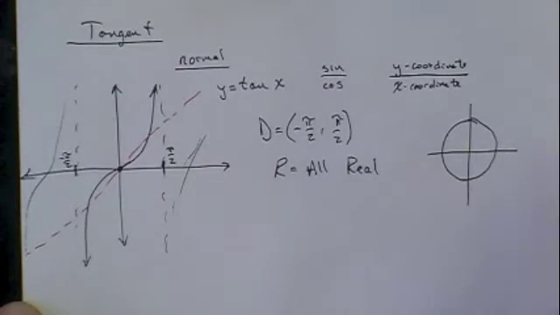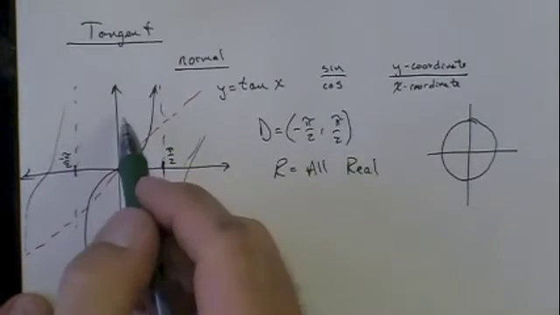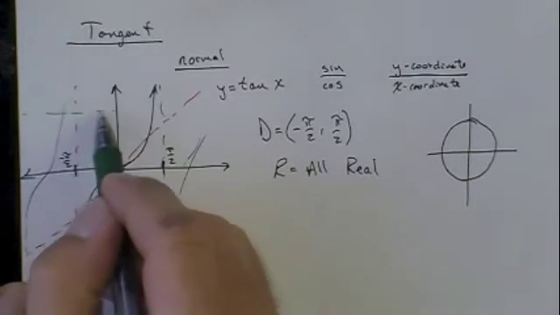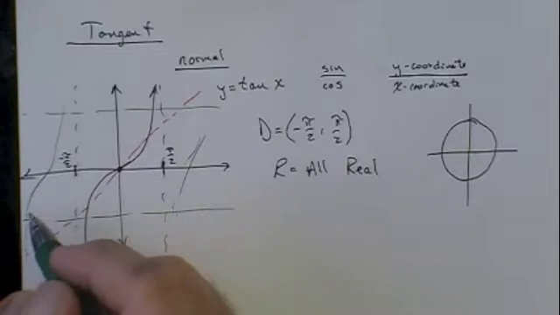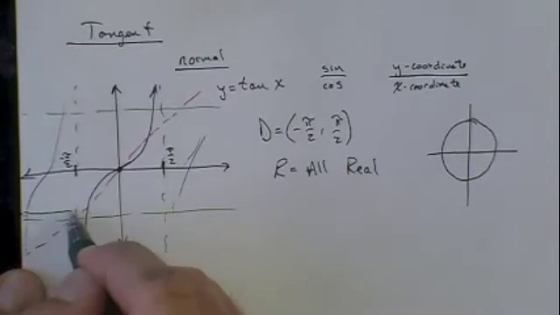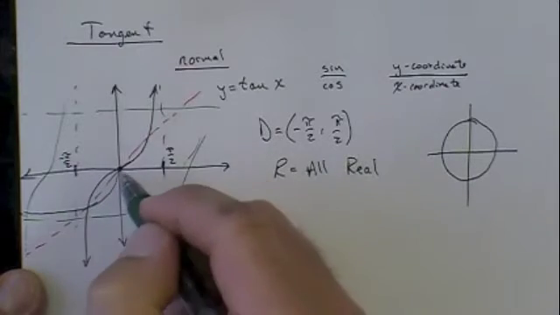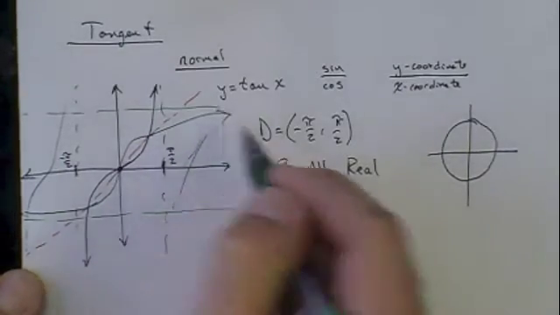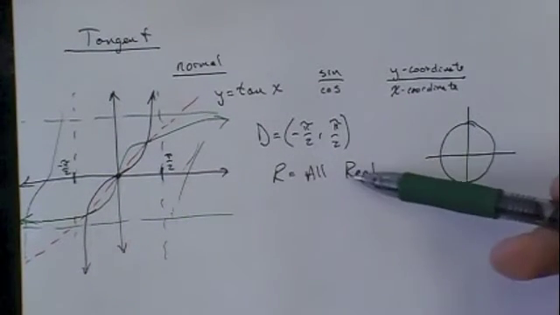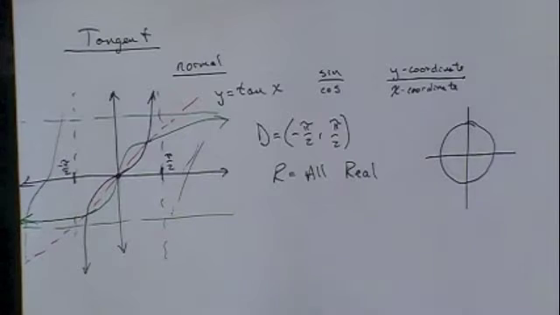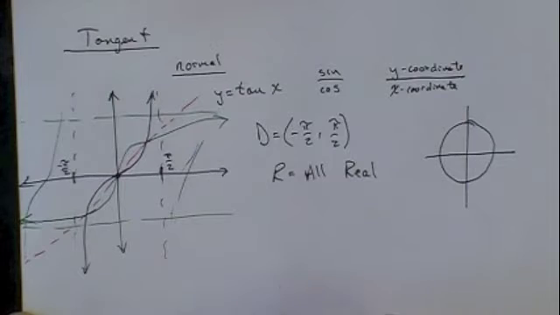So if we start thinking about what that's going to look like when we graph the inverse, we now have vertical asymptotes for our inverse graph, and that graph is going to come across this direction. It goes through the origin again, crosses right there, and continues that way. So now our domain for the inverse is going to be all real numbers, and that range is negative pi over 2 to pi over 2.